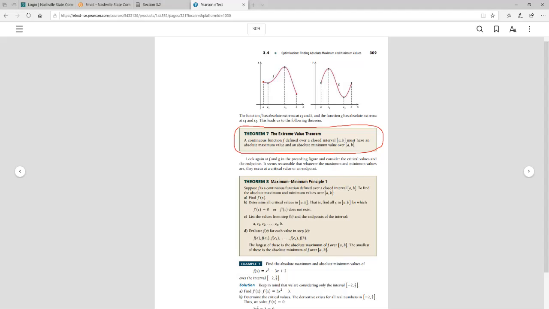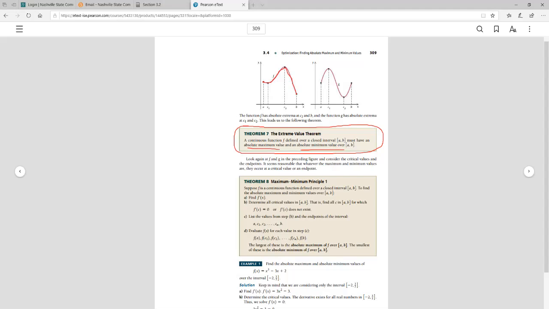They are also continuous functions because you can actually trace these functions without having to pick up your pencil, right? So they're continuous and they are closed. Therefore, they do have to have an absolute maximum and an absolute minimum value. That's an important theorem because that guarantees that if those conditions are met, you must have an absolute maximum and an absolute minimum value.